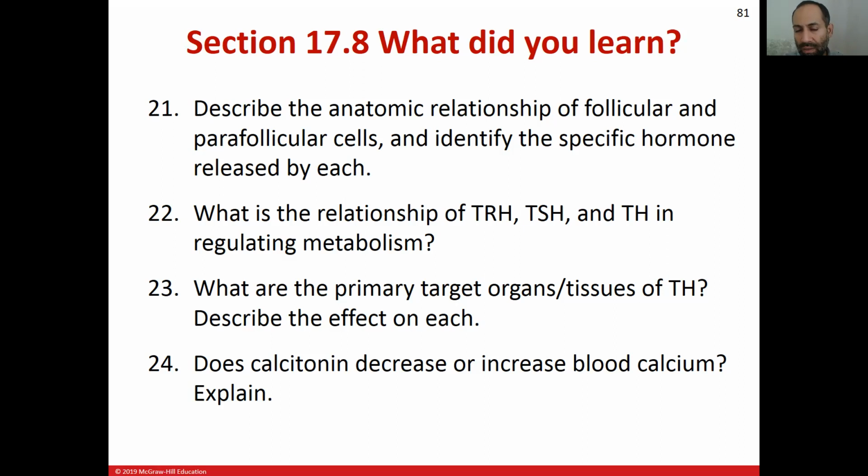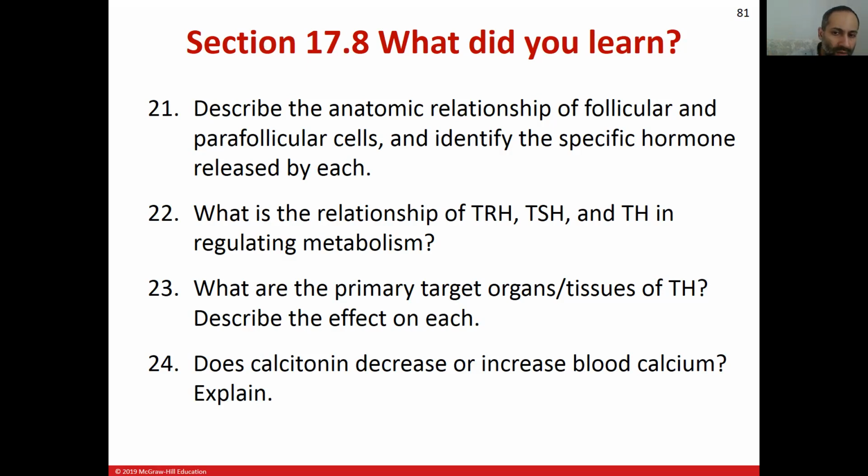Where does TRH or thyroid releasing hormone come from? Hypothalamus releasing hormone. Where does it go? To your anterior pituitary. What does your anterior pituitary secrete? TSH, thyroid stimulating hormone. Where does that one go? Down to your thyroid gland and secretes thyroid hormones, which are T3 and T4. And they bump up your metabolism. What are the primary target organs or tissues of thyroid hormone throughout the body, all over? We talked about each system.